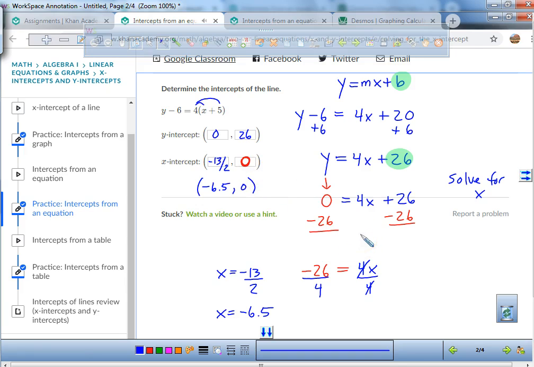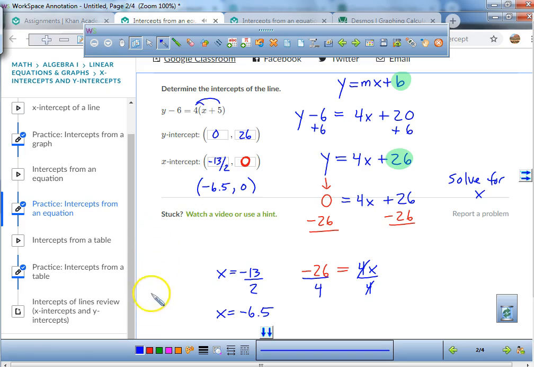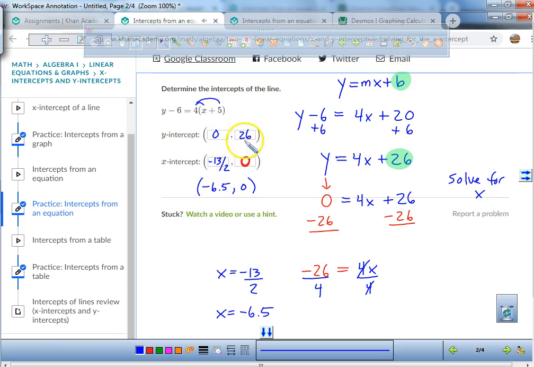Right? Now, before I type it in, I'm going to go to Desmos. I'm going to type it in Desmos exactly as it appears. And I want you to understand, what's hard to see on Desmos is you're not going to automatically see the 0 and the 26 unless you zoom out. But you will see the negative 6.5.